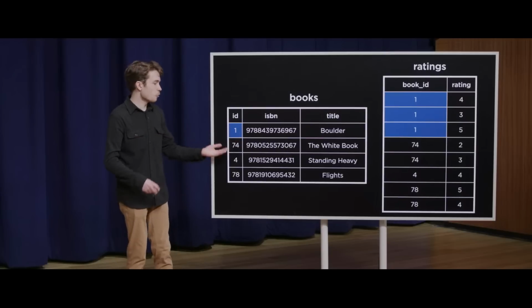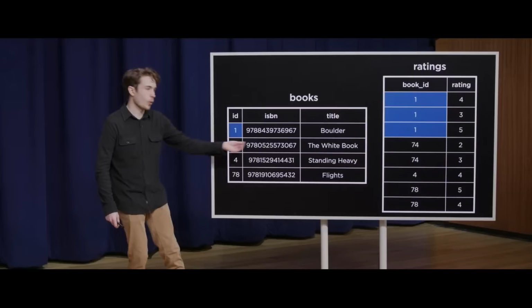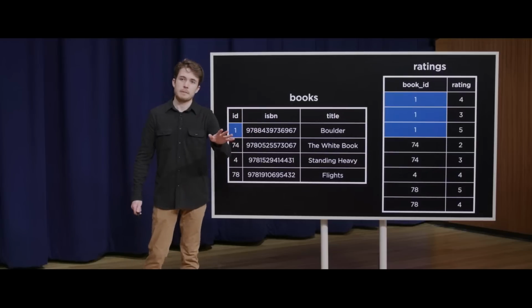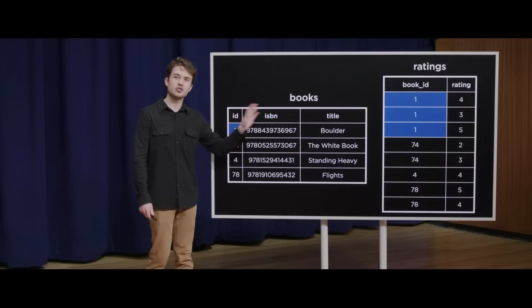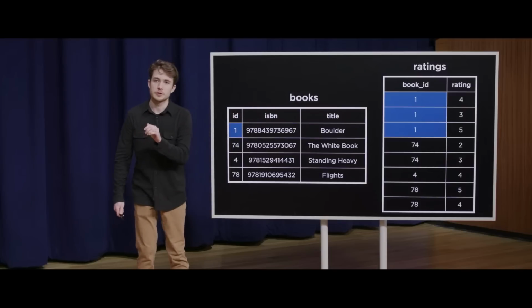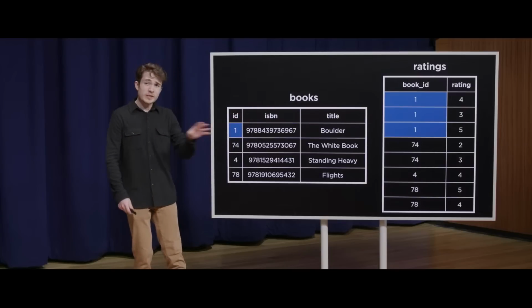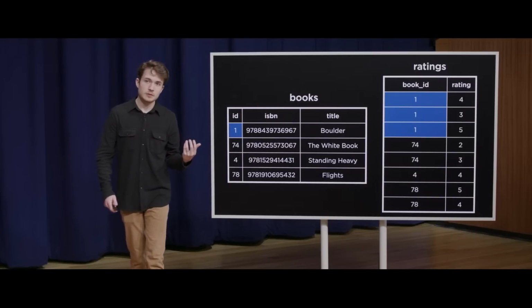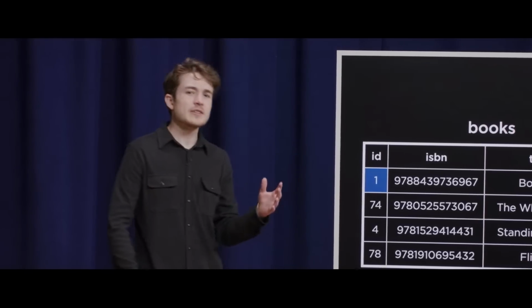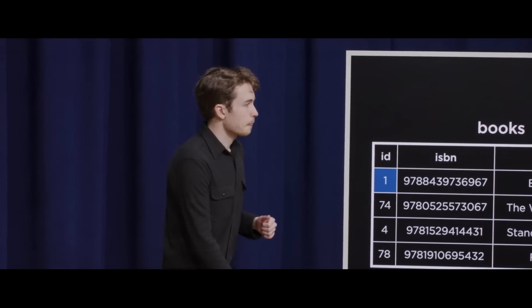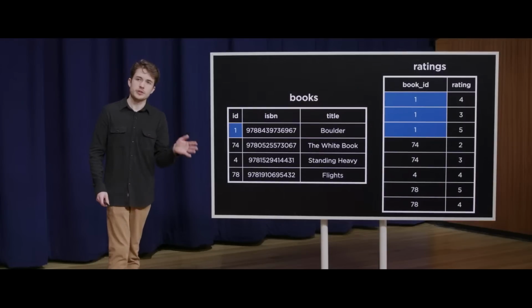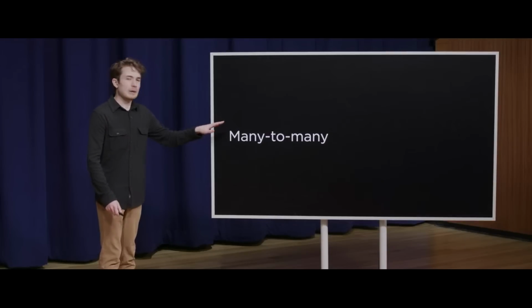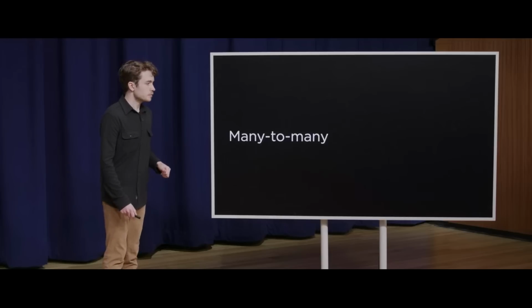As long as 74 uniquely identifies the white book, we're OK. So here we have an example of a one-to-many relationship, but now improved. And with this improvement, we could then think about many-to-many relationships as well. I could take this same idea and use it to relate authors and books. So let's think about this relationship now here too.